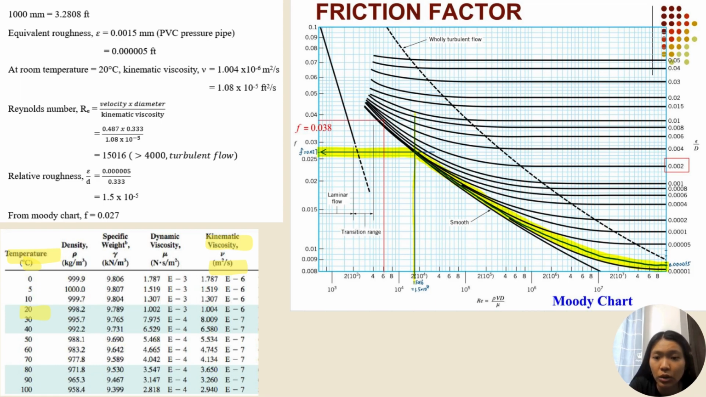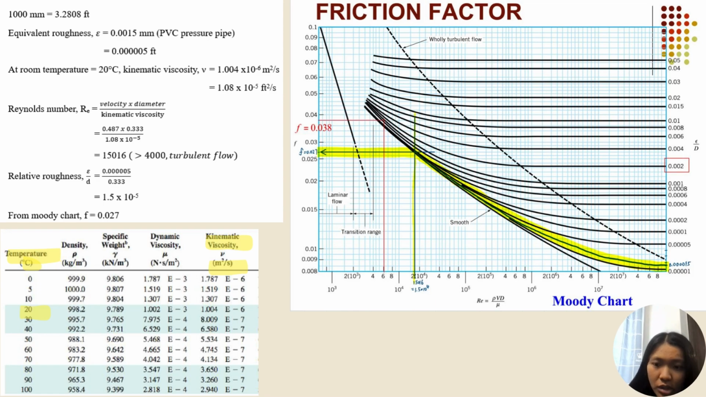The Reynolds number is the velocity times the diameter over the kinematic viscosity. And we get a Reynolds number of 15016, which is greater than 4000, so the flow is turbulent. The relative roughness is epsilon over diameter, and we get 1.5 times 10 to the power of negative 5.